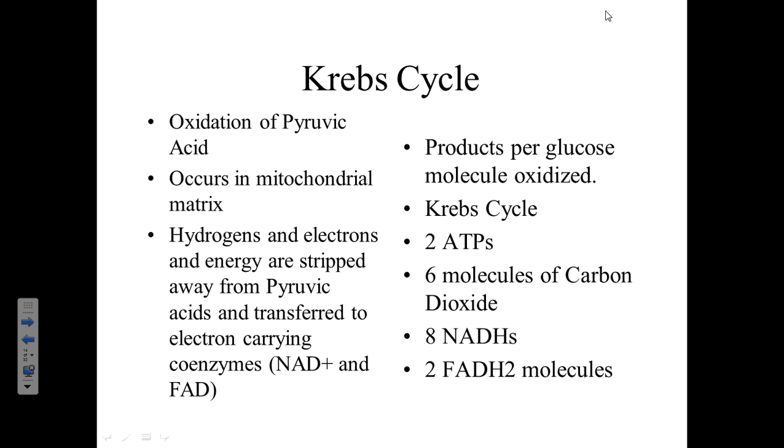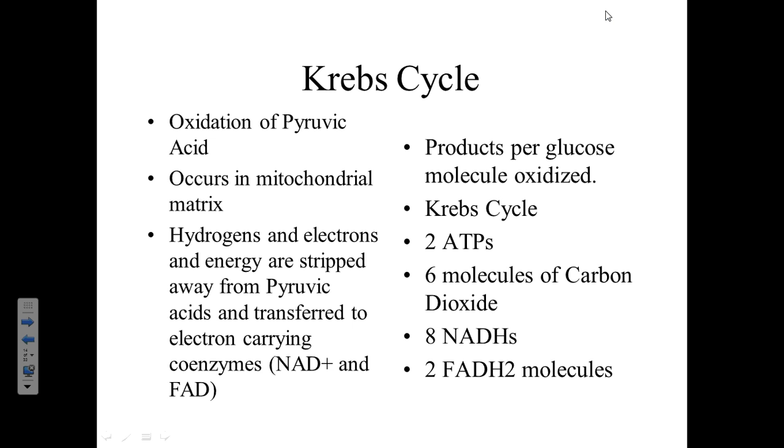Essentially, Krebs cycle's job is to oxidize what was left of the sugar. That's called pyruvic acid. What did we say oxidize means? Take out electrons, maybe more importantly, take out what? Energy. Taking out electrons, taking out energy.